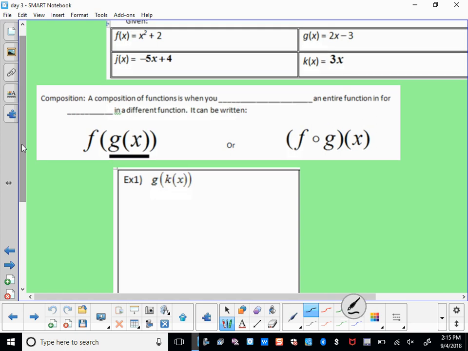Composition, which is what we're doing today, is a group of functions that you need when you substitute an entire function in for x in a different function. It can be written two ways. We say this by f of g of x, or it looks like f-circle-g, but whenever you see that open circle, just go ahead and draw a parentheses, and we'll get there later.